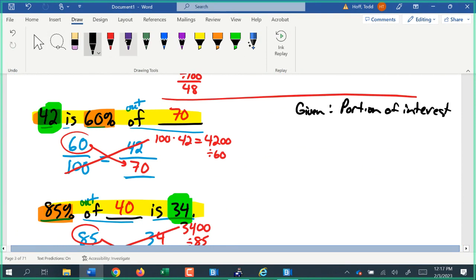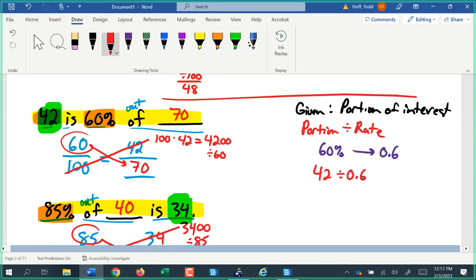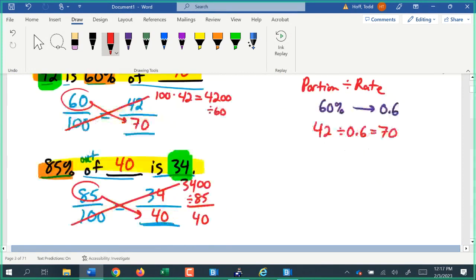And when that's the case, we take that portion of interest divided by the rate. So we have our percent here, 60%, converts to a rate of 0.6. We take our portion of interest of 42, divided by 0.6 to get 70. Now again, that calculation is fairly simple, but we had to look at the problem and decide here, are we multiplying by the rate in this case, or are we dividing by the rate?